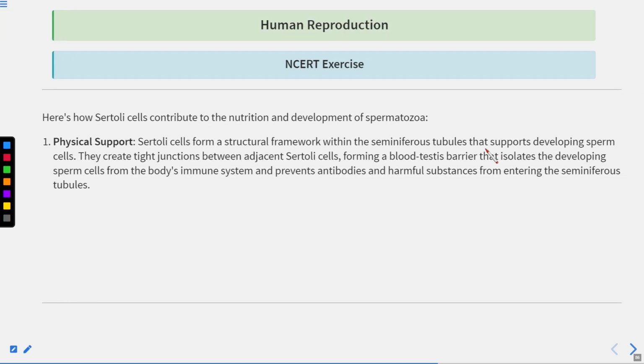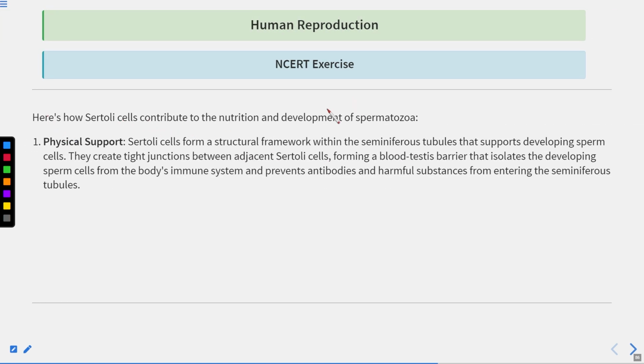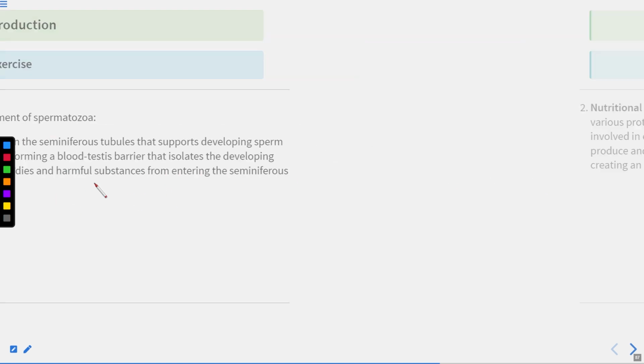Clear? Now, here's how Sertoli cells contribute to the nutrition and the development of the spermatozoa. The first is the physical support. Sertoli cells form the structural framework within the seminiferous tubules that support developing sperm cells. Now, they create tight junctions between the adjacent Sertoli cells, forming the blood-testis barrier that isolates the developing sperm cells from the body's immune system and prevents antibodies and harmful substances from entering the seminiferous tubule.